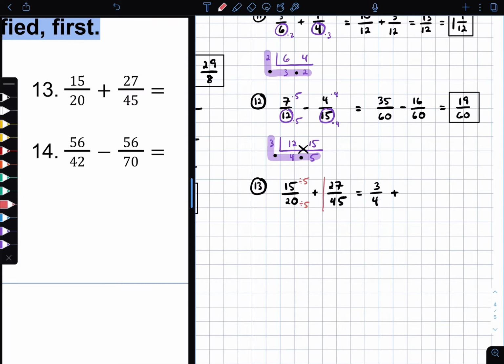And then we could take a look at this 27 over 45, and we could divide both those numbers by 9, and that will help us get much smaller numbers as well. So 27 divided by 9 is 3, and 45 divided by 9 is 5.